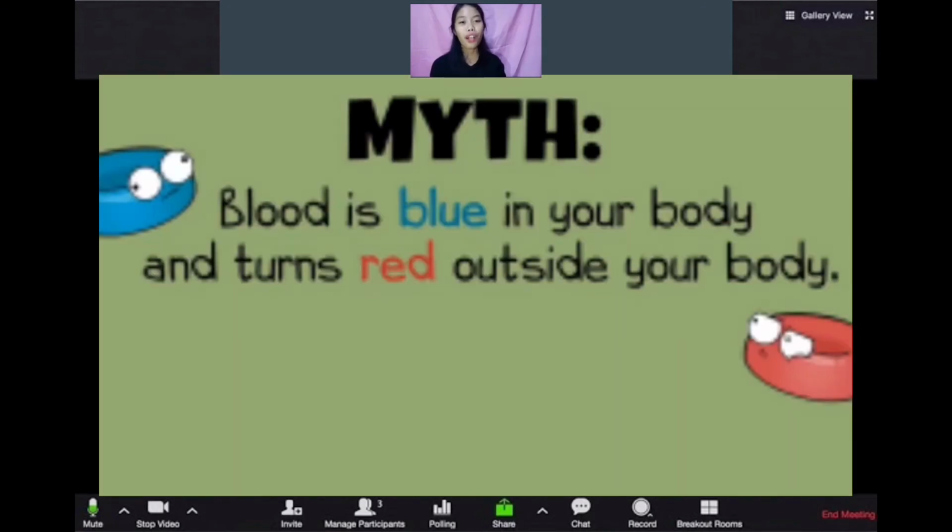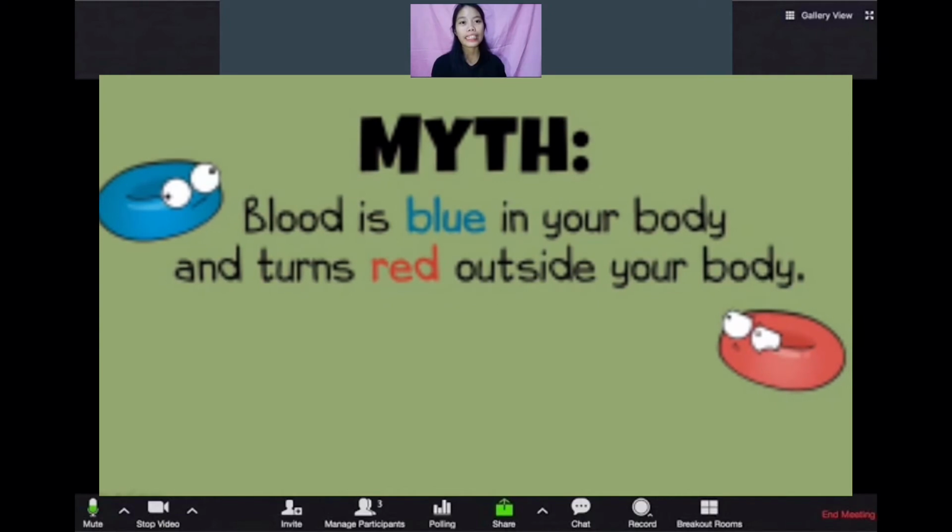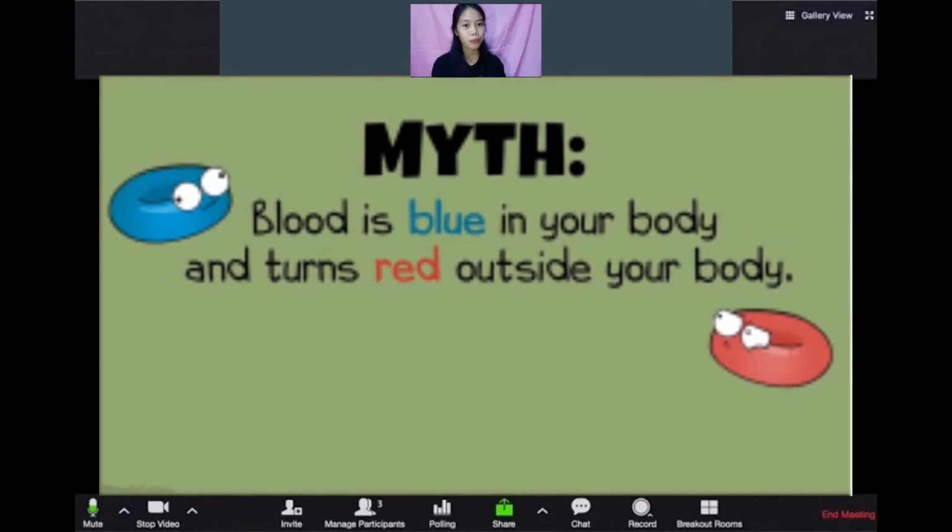I know we are all familiar with this myth. It says blood is blue in your body and turns red outside your body. If you would ask me if the blood is blue inside, my answer is no. According to my research, human blood is red, and it's always red, but the shade of red may vary.